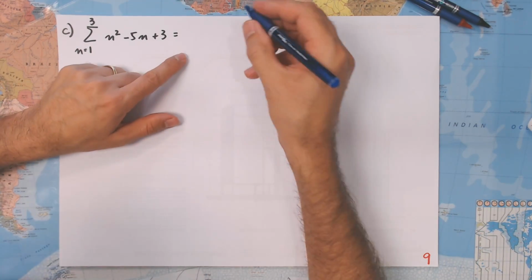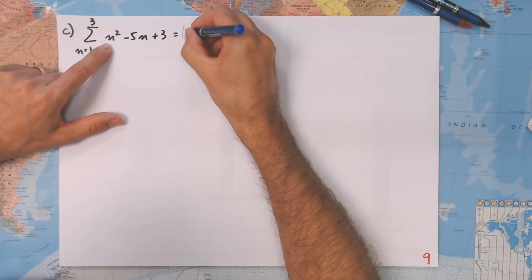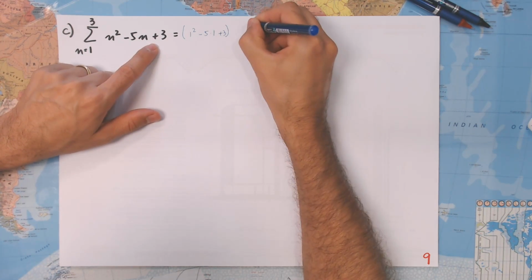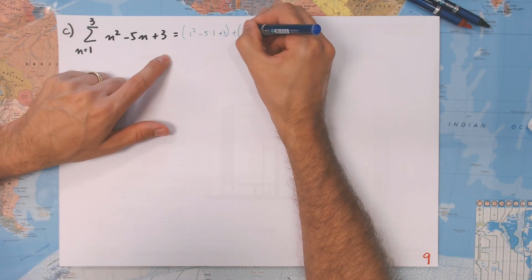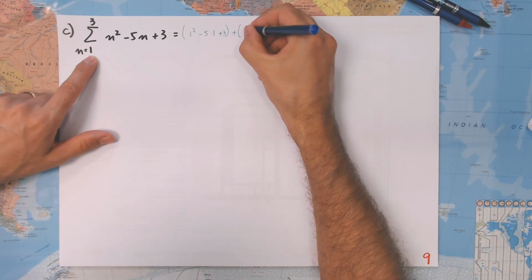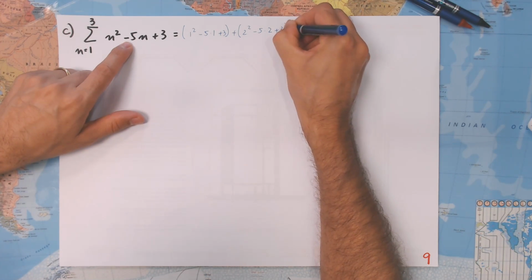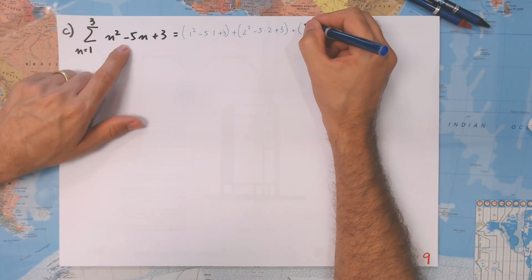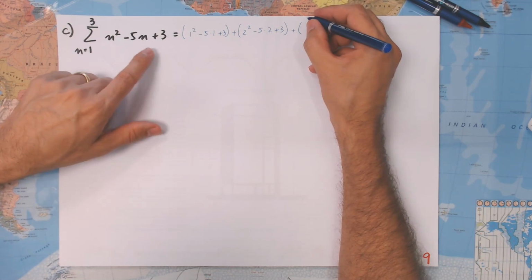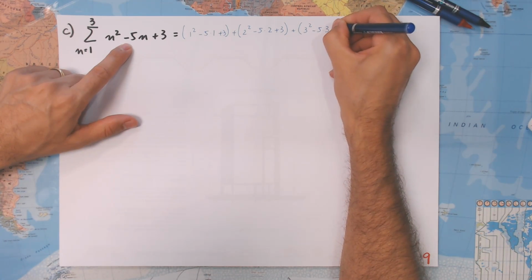I'm going to write it this way. Let's start with 1: 1 squared minus 5 times 1 plus 3. This is the first term of the summation. Plus, n equals 1 is gone, it is this one. Now let's go to n equals 2: 2 squared minus 5 times 2 plus 3. Now n equals 3, and this is going to be the last one. We stop at n equals 3: 3 squared minus 5 times 3 plus 3.